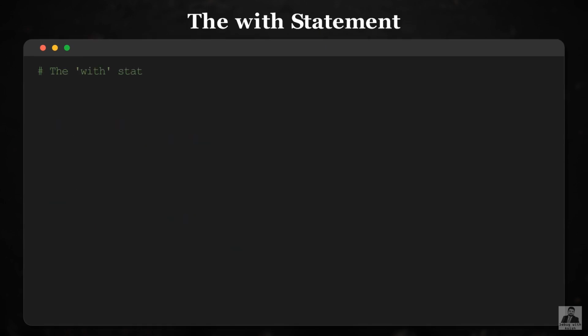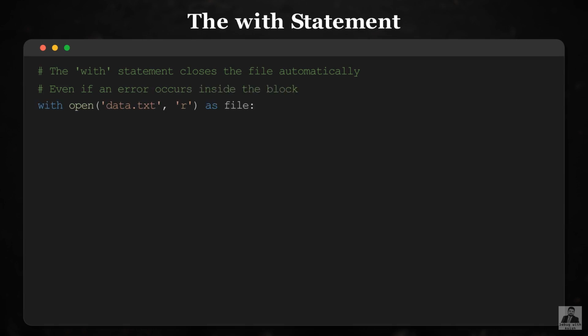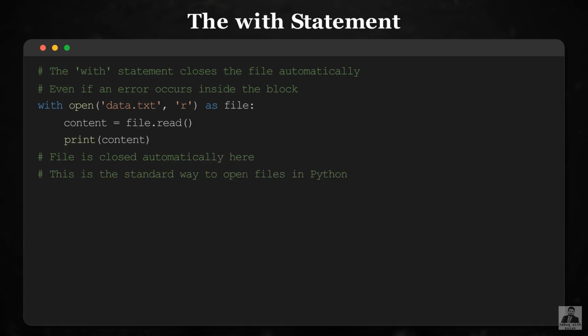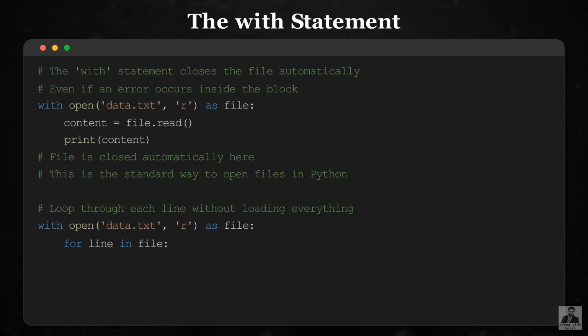The with statement is the correct way to open files in Python. It automatically closes the file when the block ends, even if an error occurs inside. You no longer need to call close manually. The as keyword assigns the file object to a name you can use inside the block. The second example shows how to loop through a file line by line without loading everything into memory at once. The strip method removes the new line character at the end of each line.